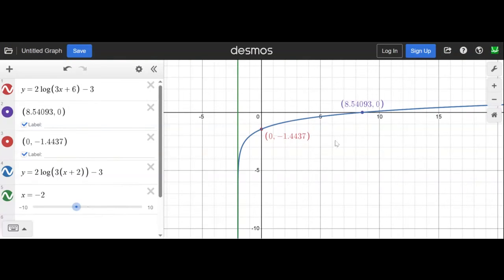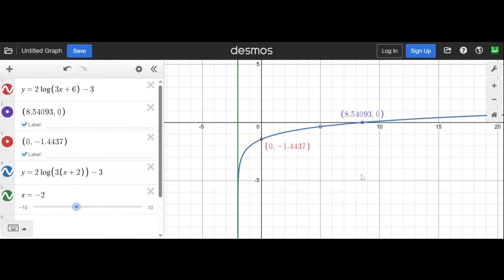These are 2 examples. In one of them, the function has been shifted 2 units to the right. There is no y-intercept, there's only an x-intercept. And in the other example, the function is shifted 2 units to the left, so there's an x-intercept and a y-intercept.